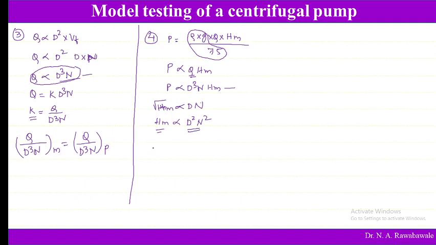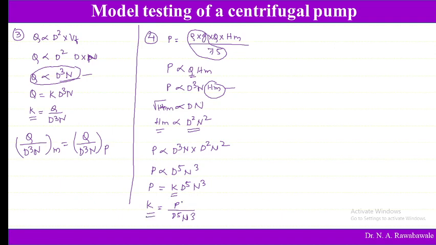So this Hm is replaced by D square N square in this equation. We can write P is proportional to D cube N into D square N square. So replacing this Hm by D square N square, we can write P is proportional to D to the power of 5 N to the power of 3. So now taking the constant of proportionality, P is equal to K D to the power of 5 N cube, where K is the constant of proportionality. We can call this K is equal to P divided by D to the power of 5 N to the power of 3. This constant K must be the same for both model and prototype. Therefore, P divided by D to the power of 5 N to the power of 3 for model must be the same as P divided by D to the power of 5 N to the power of 3 for prototype. So this is the similarity equation for model and prototype.